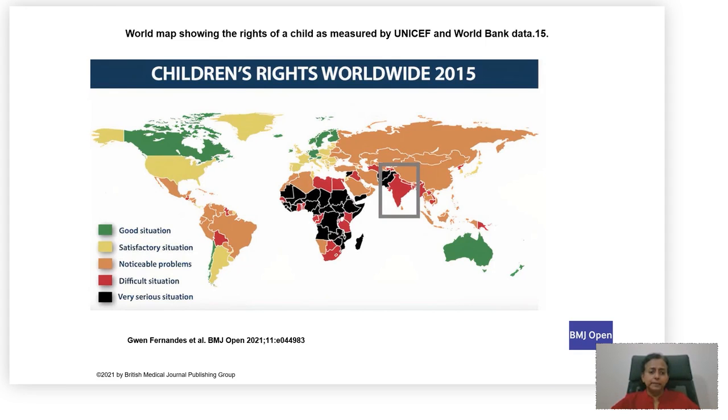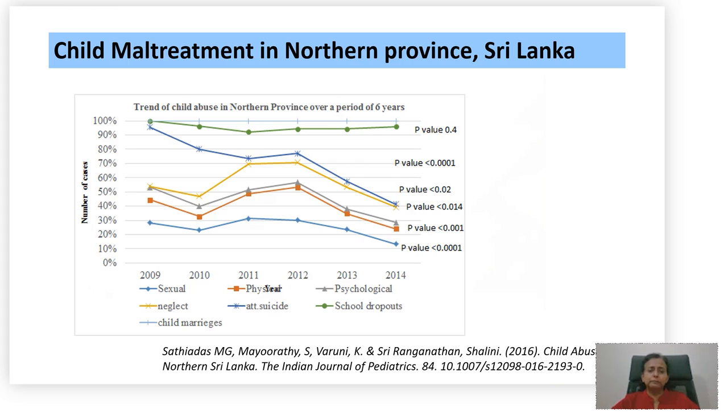I also want to show you the Northern Province data. This was a study we did in 2016. You can see that just after the war, around 2009-10 when the war ended, there was suddenly a surge in all the prevalences except school dropout. The others all increased a little bit, and then you could see them coming down, and now they are almost at manageable levels in the Northern Province.